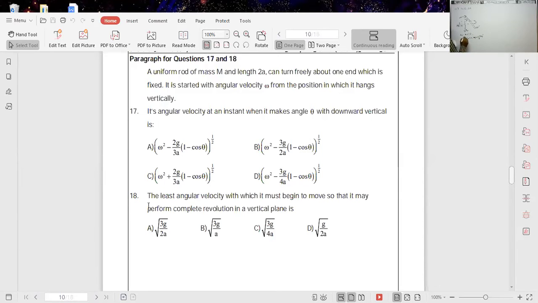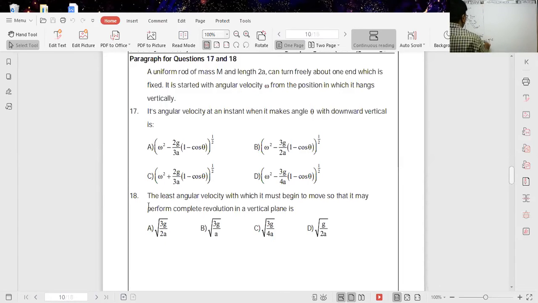So half into I, substitute the data. For the rod about this end, the moment of inertia is ml square by 3, into angular velocity square, is equal to mg into h. What is the h value? You see, this is L by 2, this is L by 2. The component of this in this direction is L by 2 cos theta. Then h is L by 2 minus L by 2 cos theta, so L by 2 of 1 minus cos theta, plus half into ml square by 3 into final angular velocity square. Here the answer is given in terms of theta only.